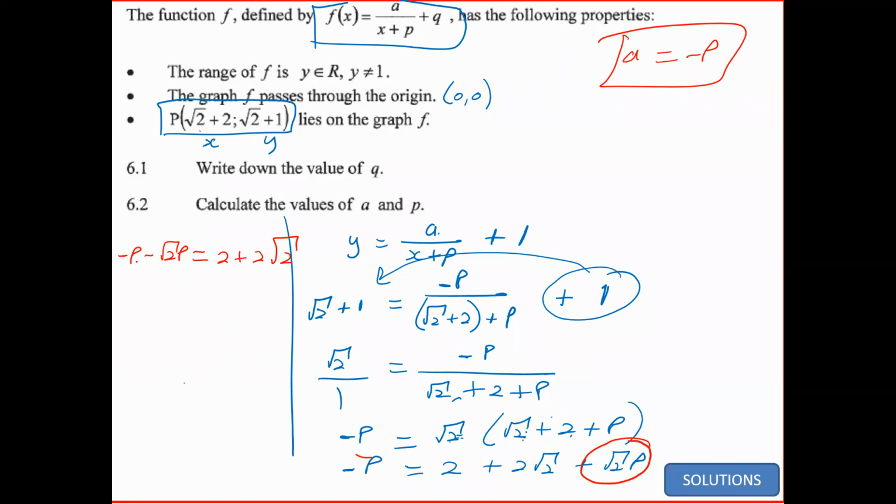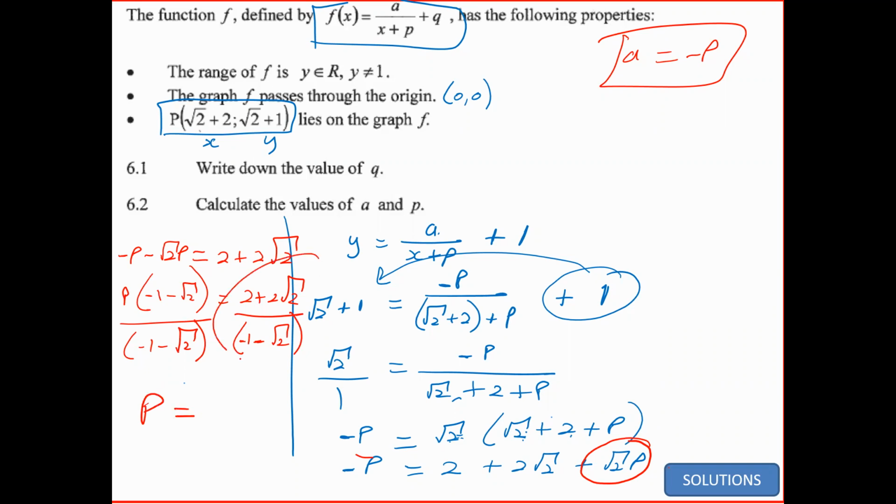Now, if we've got two terms with p, we can use a calculator. Remember, this is on your calculator, you can say minus 1 minus root 2. But if you don't want to get decimals, and we keep the surd form, we can put out p as a common factor. And if we take out p, we got minus 1 minus root 2, which is actually equal to 2 plus 2 root 2. And then to find p, we should be dividing both sides by minus 1 minus root 2. Now, I don't have a calculator with me. If we type this on the calculator, what answer would you get? Negative 2, sir. Somebody said negative 2.